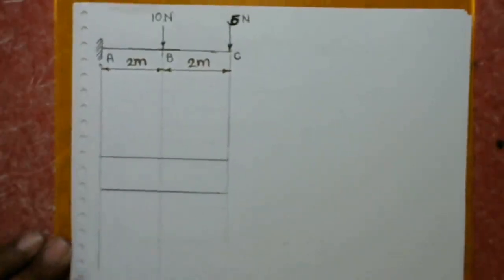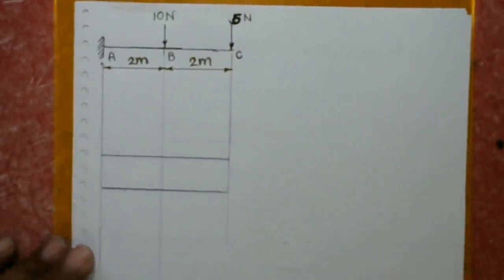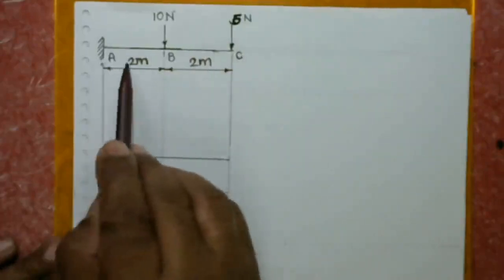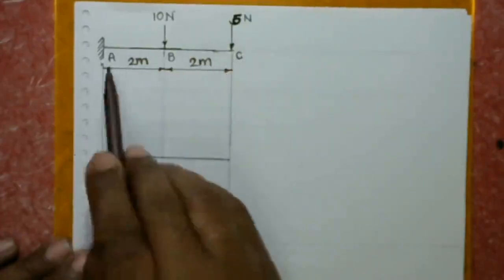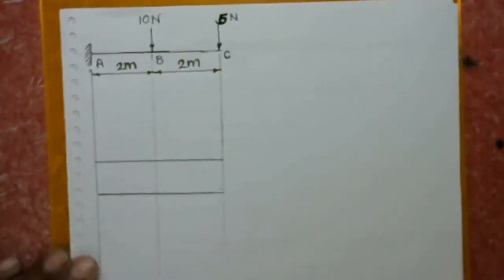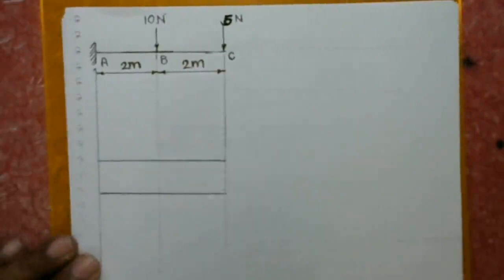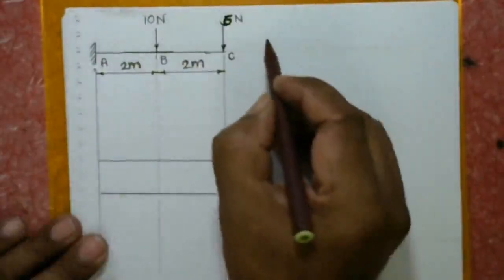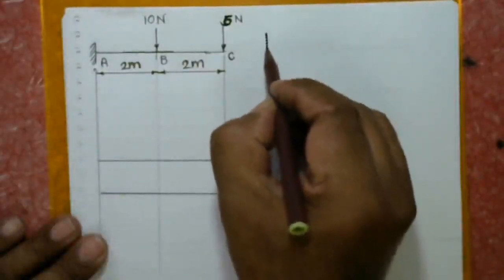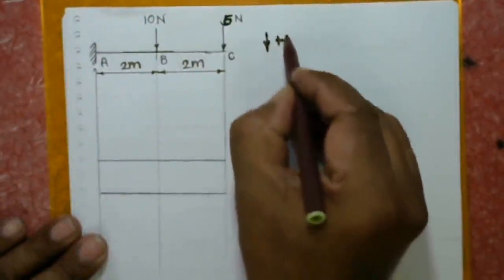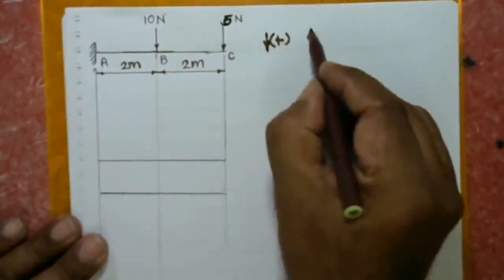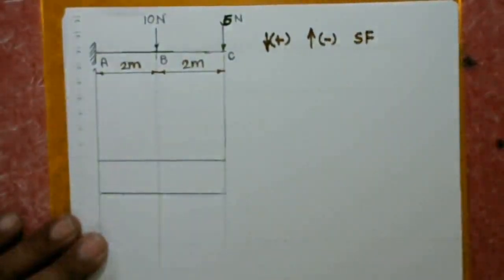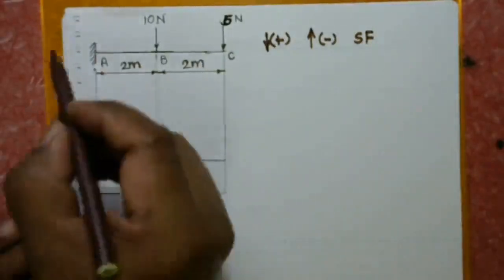In this numerical, a cantilever beam has a 10 Newton force and a 5 Newton force, which are 2 meters and 4 meters from point A, and we have to calculate its shear force diagram and bending moment diagram. So it is a cantilever beam. First we have to decide the sign conventions. For shear force diagram, downward force is considered positive and upward force negative. At point A, it is a cantilever beam, so a fixed support is there.